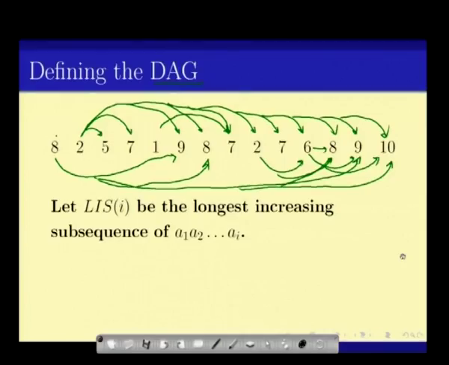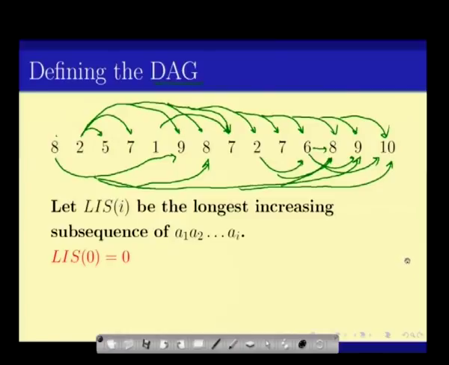Now, once I am done with it, let me try to define the recursive definition. Let LIS(i), or in other words the longest increasing subsequence at i, be the longest increasing subsequence of A1 to Ai, not A1 to An, but A1 to Ai. This is very similar to how we had defined things in the last lecture. So, what is the base case? Clearly LIS(0) is 0, because if the sequence itself has no symbol, then the length of the longest increasing subsequence is also just 0.